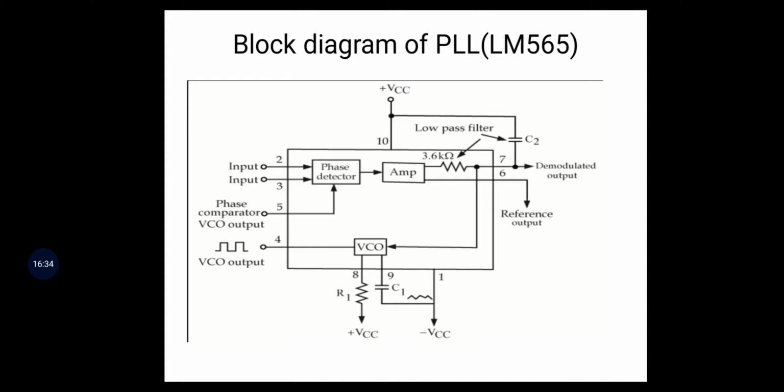The output of the voltage controlled oscillator is taken at pin 4. The phase locked feedback loop is not internally connected. It is necessary to connect the output of the voltage controlled oscillator, pin 4, to the phase comparator input, pin 5.